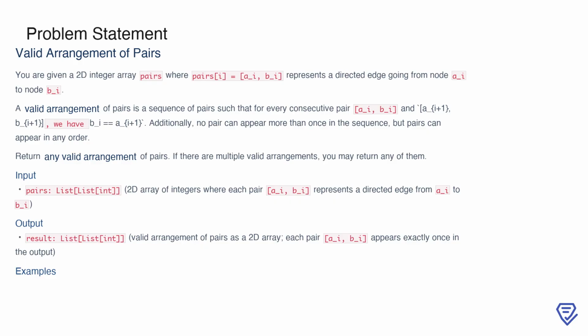The input we receive is a list of pairs, and the output should be a valid arrangement of those pairs as a sequence. The problem ensures that a valid arrangement always exists, so we don't need to handle cases where it's impossible to create such an arrangement.